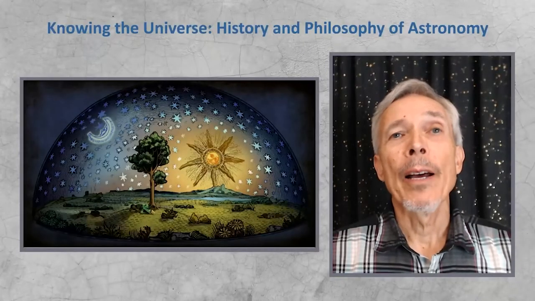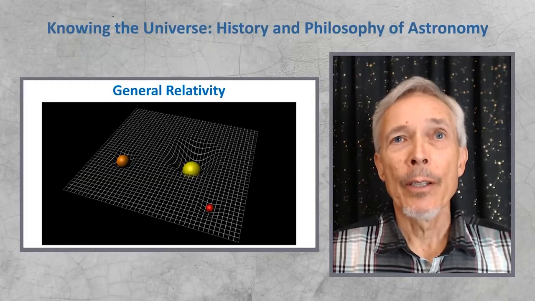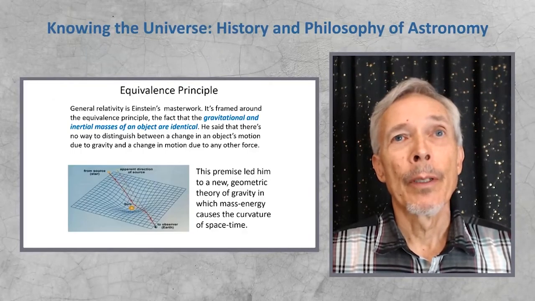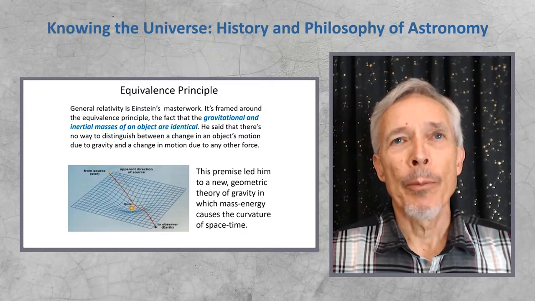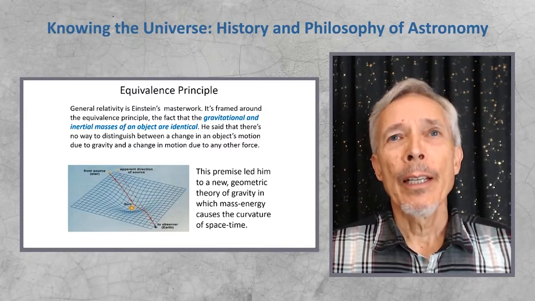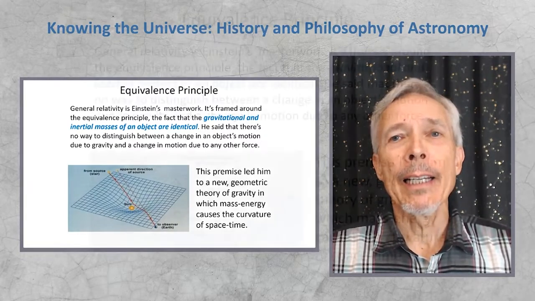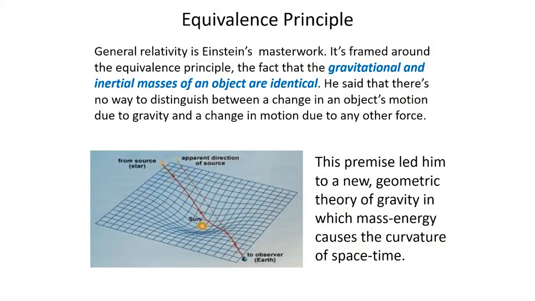Now let's talk about Einstein's masterwork, general relativity. We start with the equivalence principle. In general relativity, it's framed around the idea that the gravitational and inertial masses of an object are identical.